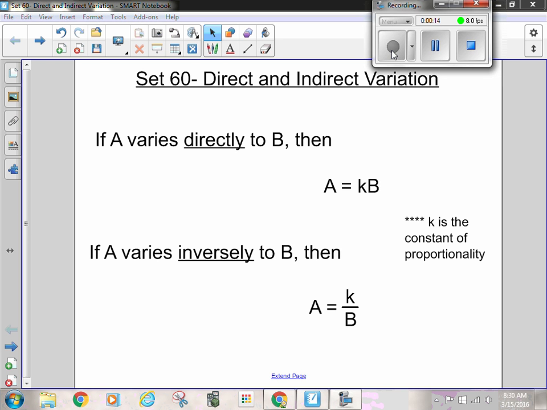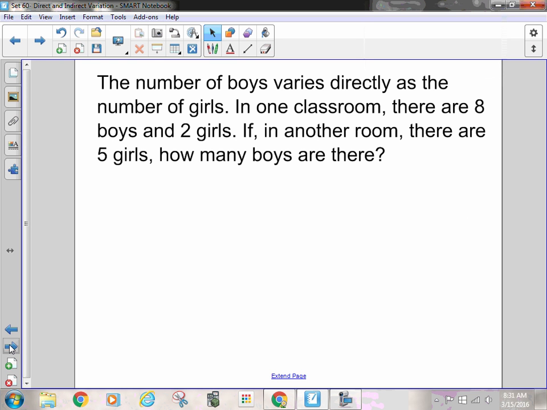So we have, if A varies directly to B, then A equals K times B. Remember, K is the constant of proportionality. So when you say directly, it's going to be the two of them, K multiplied by something. If A varies inversely to B, then it's A equals K divided by B. So the constant of proportionality divided by one of the terms.